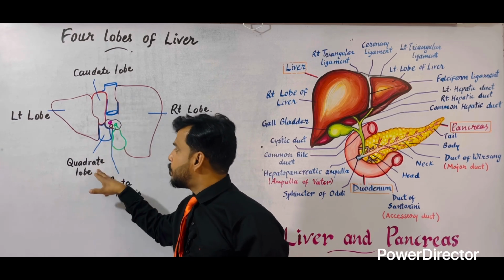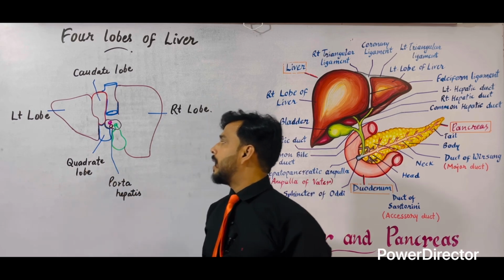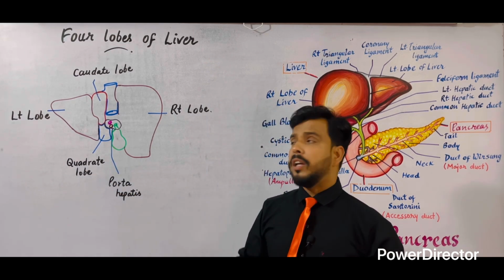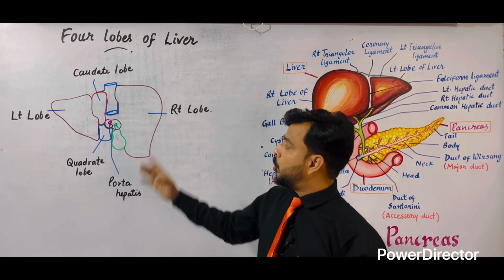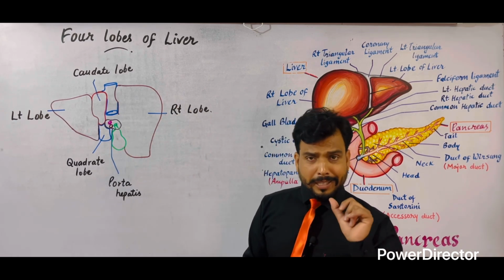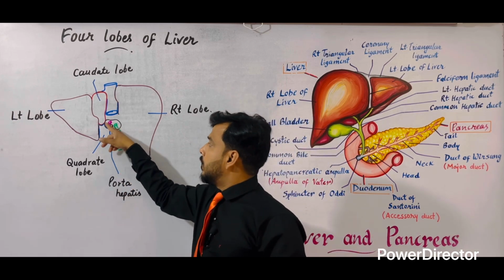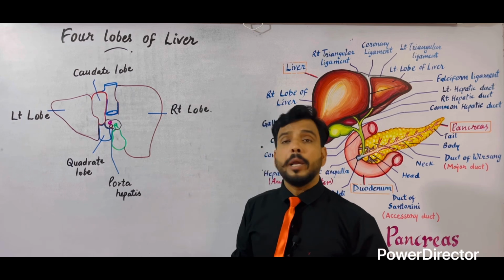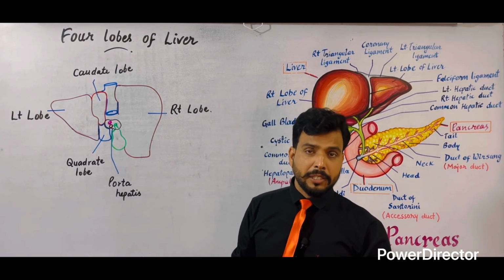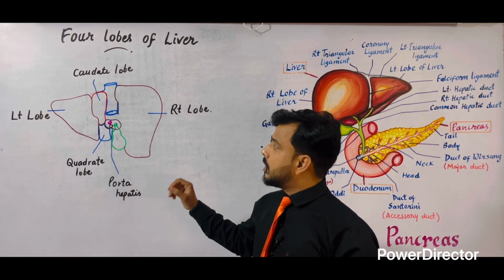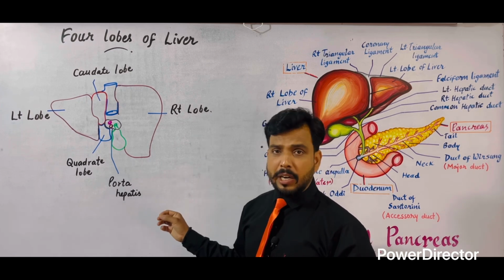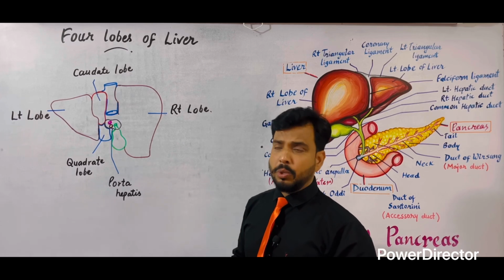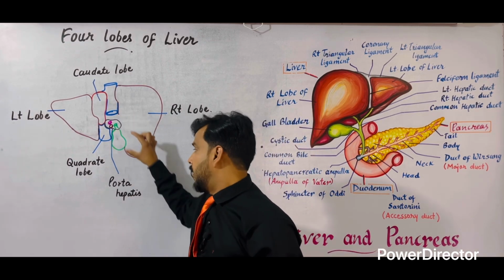Another small lobe is present at the lower side, which is known as the quadrate lobe. So there are a total of 4 lobes present in the liver: the right lobe, the left lobe, the caudate lobe and the quadrate lobe. Another important structure is present here. You can see a slit-like structure known as the porta hepatis or the liver gate, by which the bile duct, portal vein and hepatic artery all enter and leave the liver. So I will tell you the details about the porta hepatis.